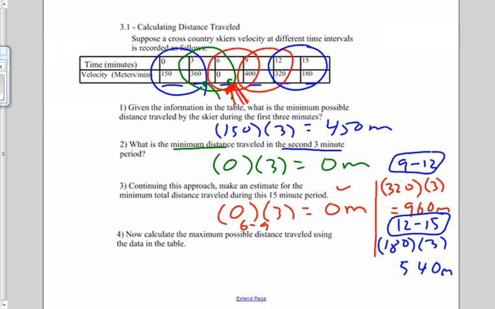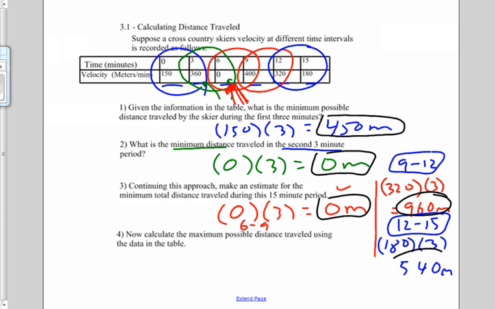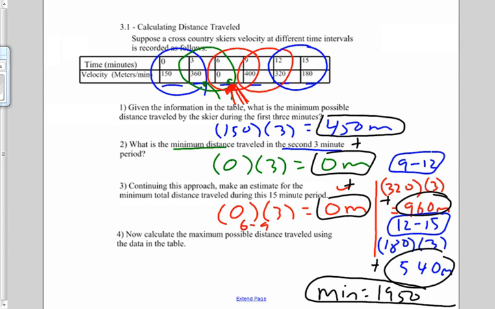So our minimum distance approximation would be that we went 450 in the first 3 minutes, 0 in the next 3, 0 in the next 3, 960 in the next 3, 540 in the last 3, and so we'd add each of those up. 450 plus 0 plus 0 plus 960 plus 540 will get us to our minimum approximation, which, adding those all up, is 1950 meters.